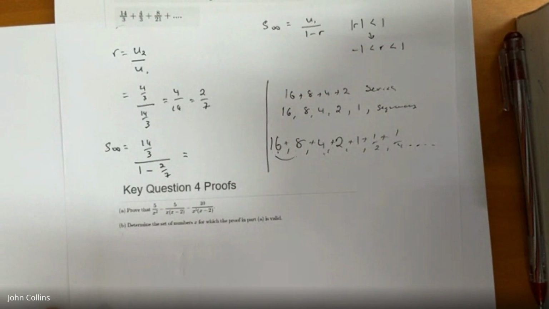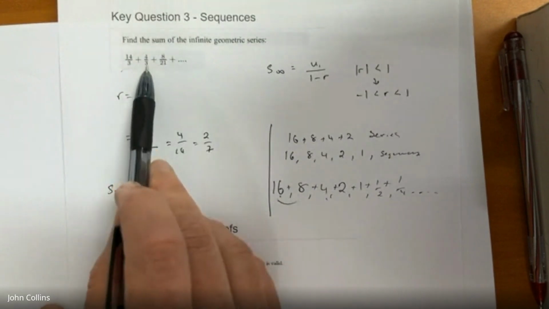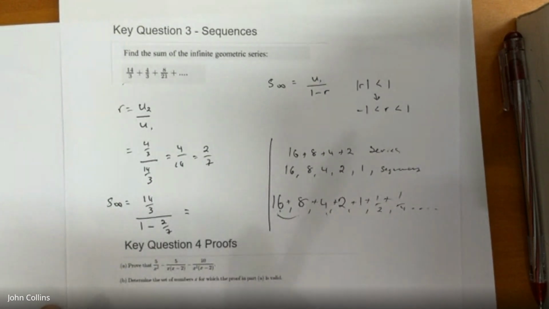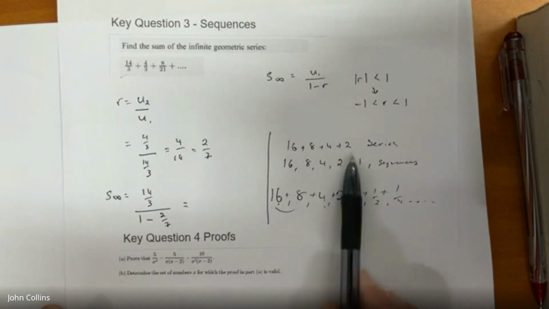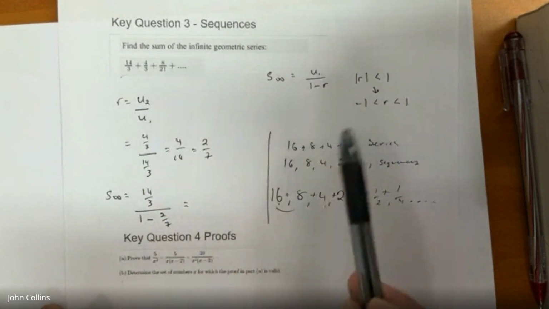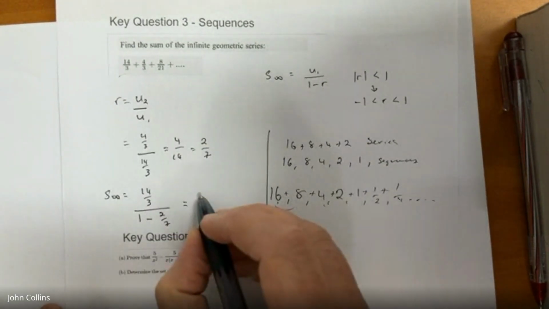What's the set of numbers at the top? 14 over 3, 4 over 3, 8 over 21. So it's commas in between, right? If it has commas, it's a sequence. It's just saying the next term is the next term. If you're adding it up, it's a series. And this is a sum of a series, so you're adding them up as you go along. Perhaps you might need to review that a little bit.